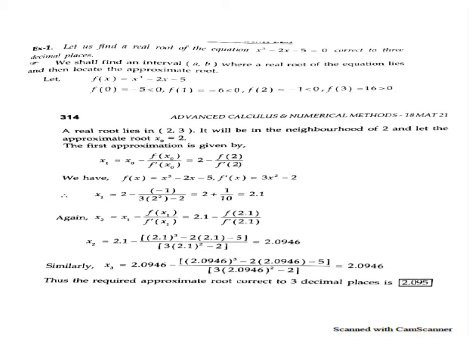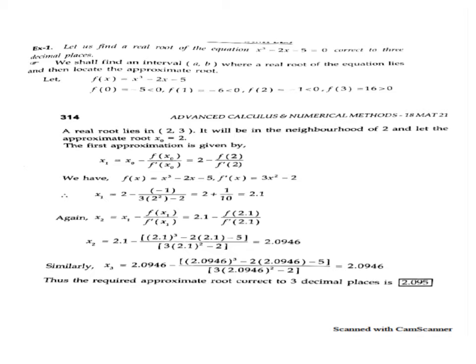So we have got one positive value and one negative value. Therefore we say that the real root lies in the interval between 2 and 3. Now how to consider the x0 value? Because in the formula we have x1 is x0 minus f of x0 divided by f dash of x0, so we have to consider one of the values, 2 or 3. So which x0 is to be considered?